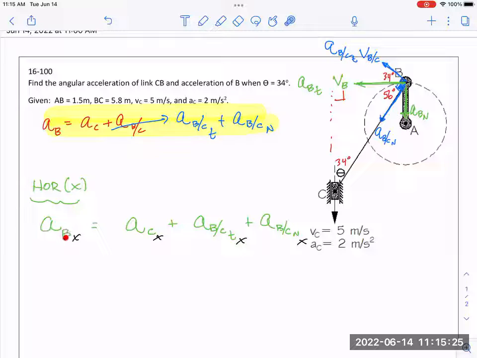notice this is just what's happening. How is B accelerating? How is C accelerating? And how is B with respect to C? You really got to pay attention to B, C, and B with respect to C. Okay, so let's just march across.